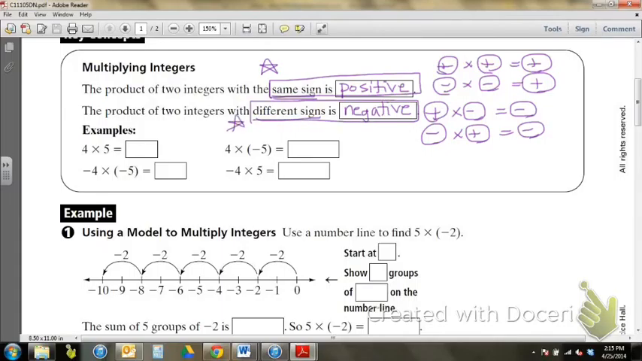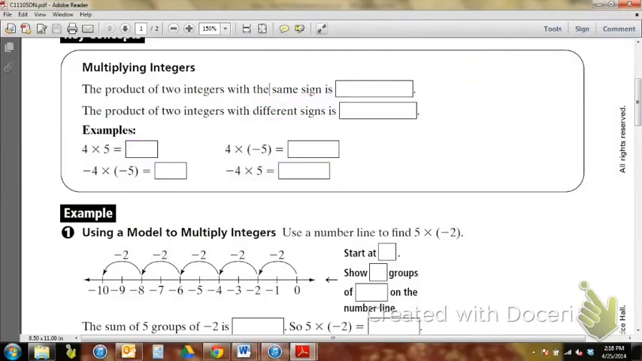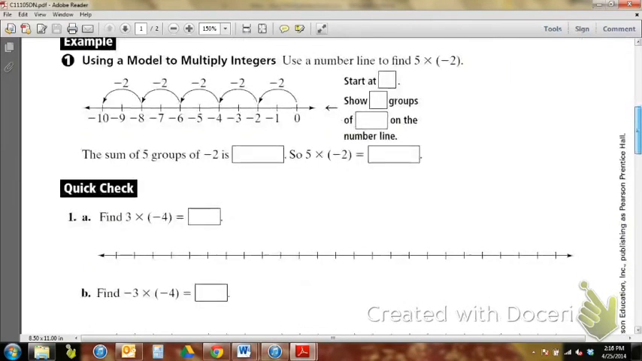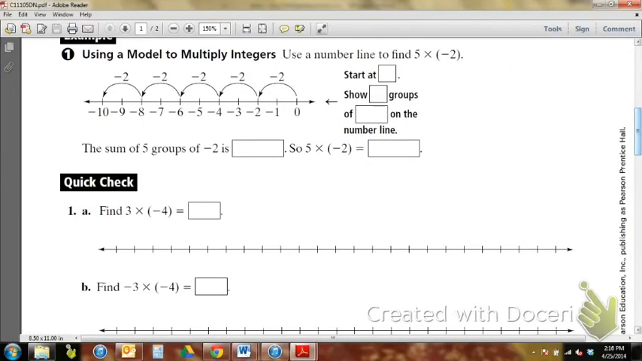So you just multiply your numbers like normal. So 4 times 5 I know is 20. So I can put 20 for all of these. Here they're both positive, so they have the same sign, so my answer is positive. Negative times negative, that's the same sign, so my answer is positive. Positive times negative, those are two different signs, so this answer needs to be negative. And a negative times a positive is different signs, so that answer also needs to be negative. So that's it. You just multiply the numbers as they are. And then if they have the same signs, your answer is positive. If they have opposite signs, your answer is negative.